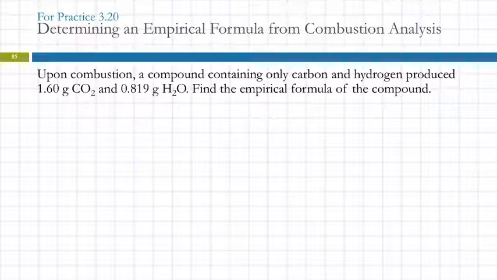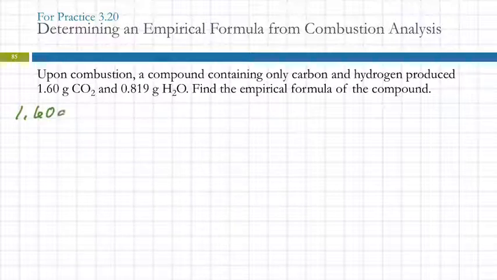So let's do a problem. Upon combustion, a compound containing only carbon and hydrogen produces 1.60 grams of carbon dioxide and 0.819 grams of water. Find the empirical formula. The first step in finding the empirical formula is finding the masses of the elements. Is this the mass of carbon in the compound? No. It's related to the mass of carbon in the compound. The mass of carbon in this compound came from the original compound, but we can't just use the 1.6.